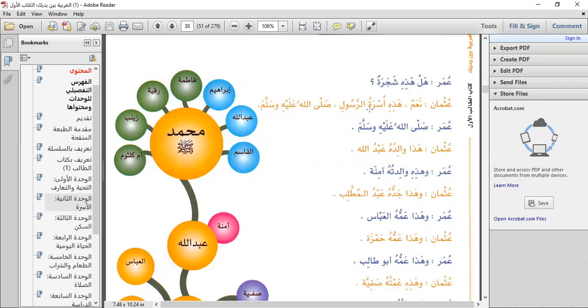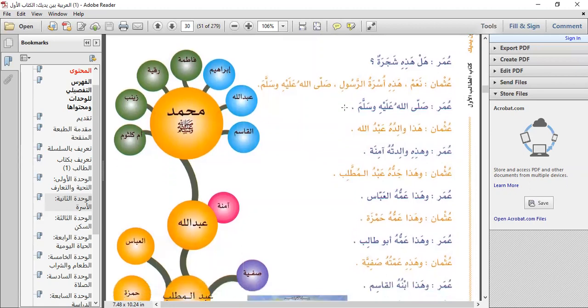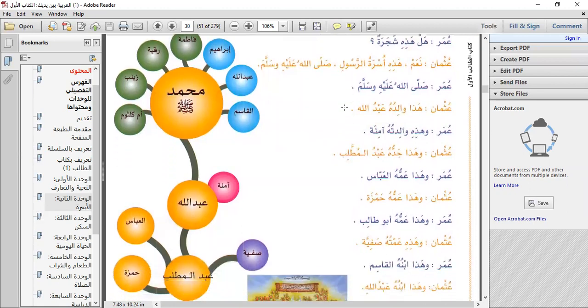Hadihi usra, again, usra, family. This is the family of Rasul, sallallahu alayhi wa sallam. So let's learn about his family, sallallahu alayhi wa sallam. Umar: sallallahu alayhi wa sallam. Uthman said: هذا والده عبد الله. Now here it said, walidahu.